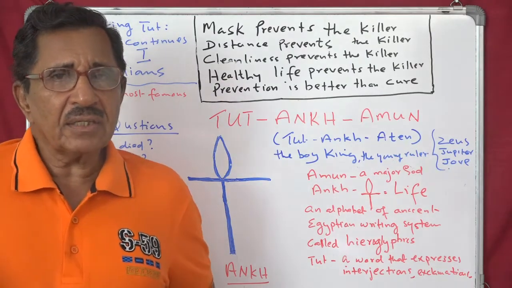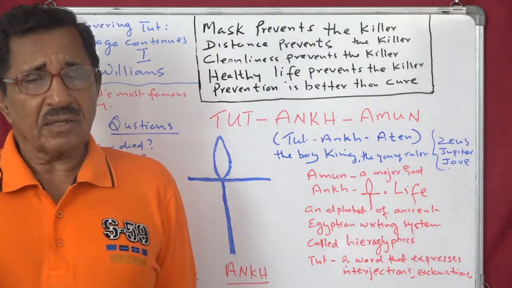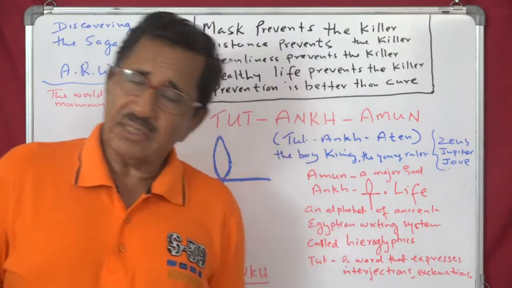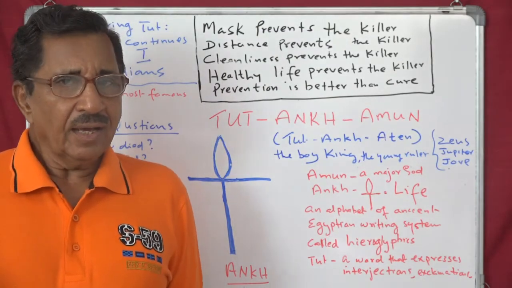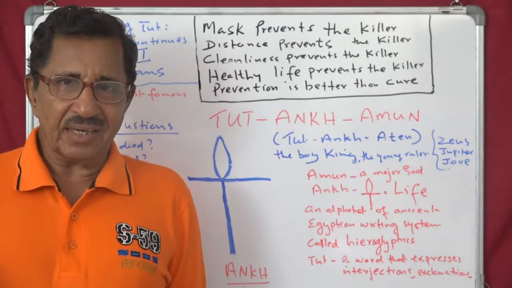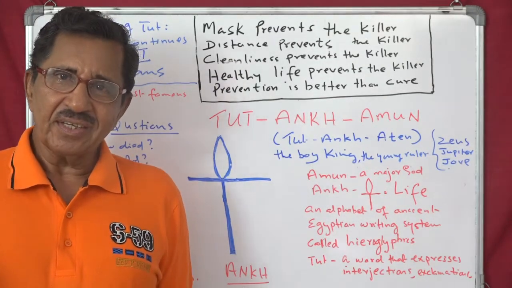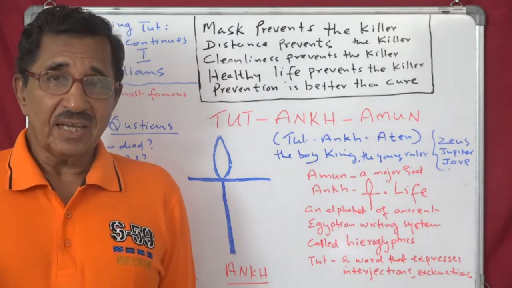So Howard Carter, after years of excavation, found that 3,300 years ago this young ruler, this boyish king, Tut, was buried. And after this, it was forgotten. 3,300 years ago, imagine. And then what happened?